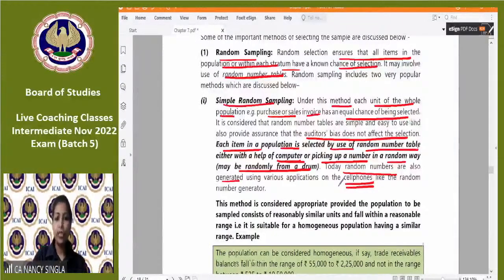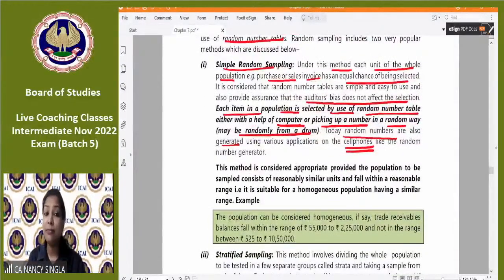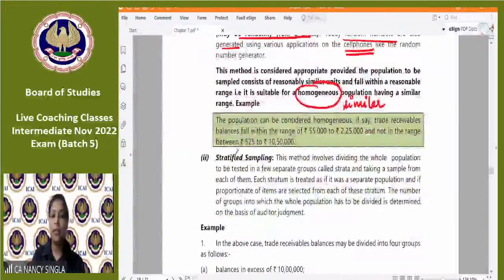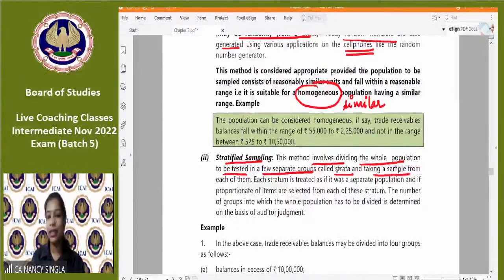Okay? But random sampling, simple random sampling is more suitable for what? Homogeneous population. Right? Homogeneous is what? Similar population. A very important question for your true, false or MCQ. Okay? Stratified sampling. This method involves dividing the whole population to be tested into a few groups called strata and taking a sample from each of them. It should be what? Stratum.